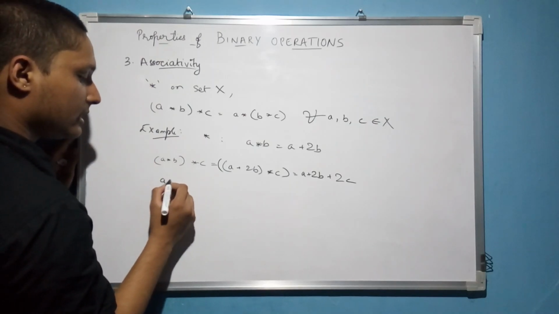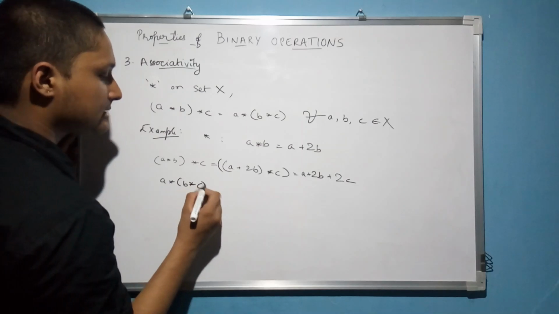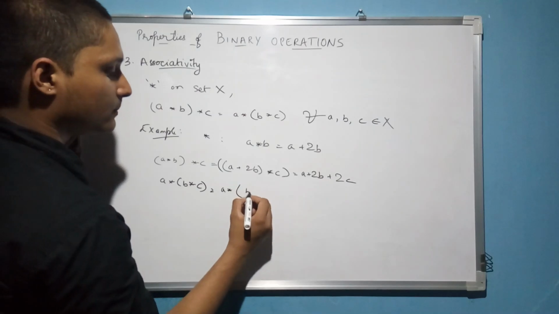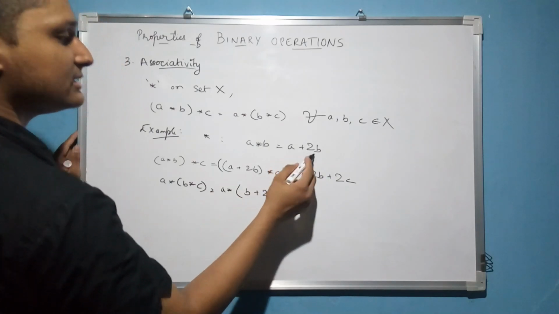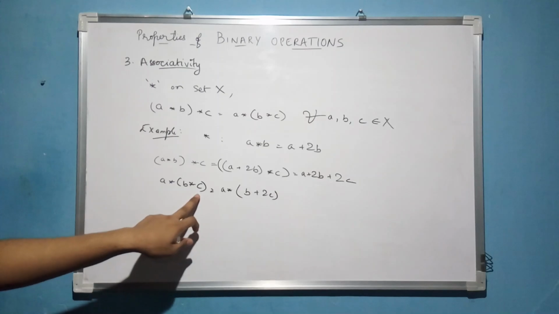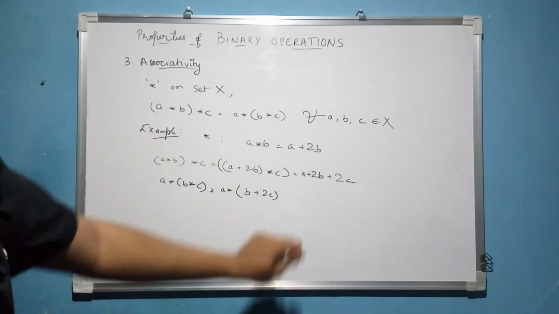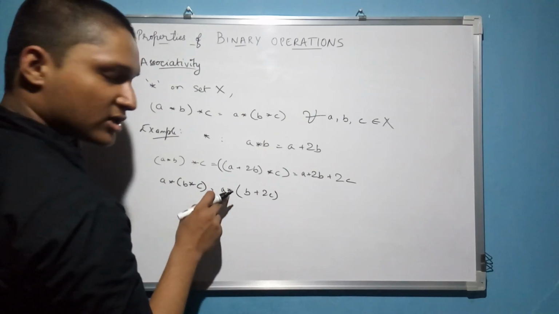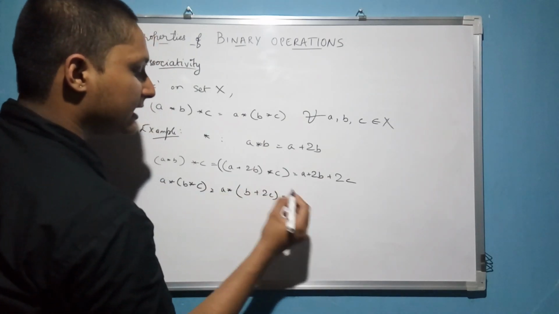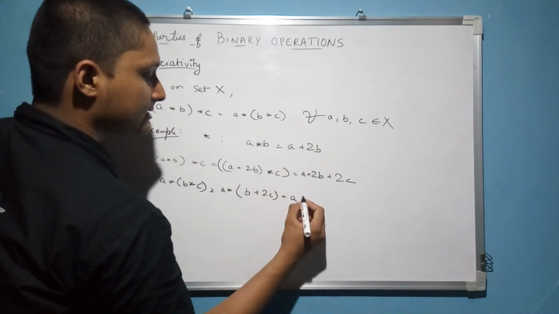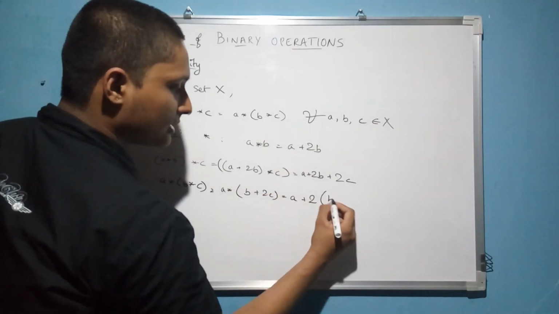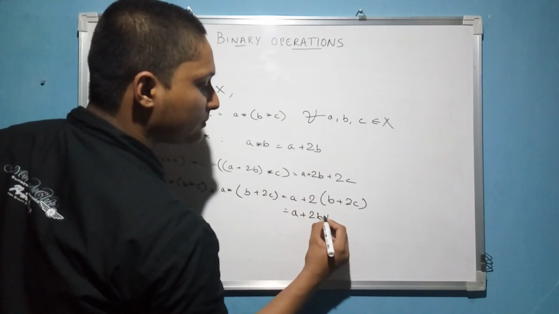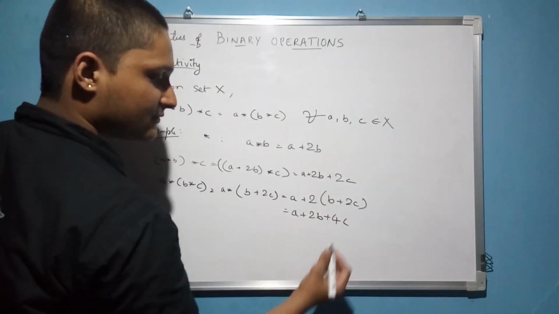It comes to be A star B star C. That is A, I need to remain it like this, and B star C becomes B plus 2C. Okay, this is the first number, this is the second number. Here B is first, C is the second. So it becomes B plus 2C as the second. So this is the first number, this is the second number in the next case, because here is a star. So for that, the first number I need to just write it as it is, and the second number becomes 2 times B plus 2C. That becomes A plus 2B plus 4C, because 2 into 2, that is 4C, right?